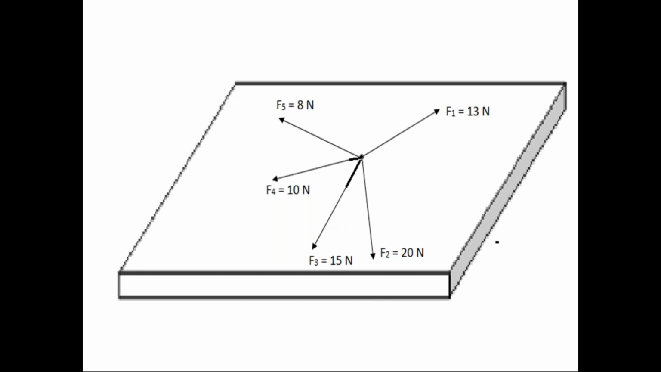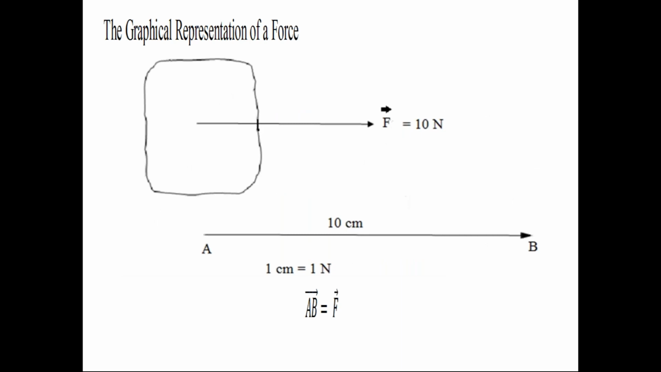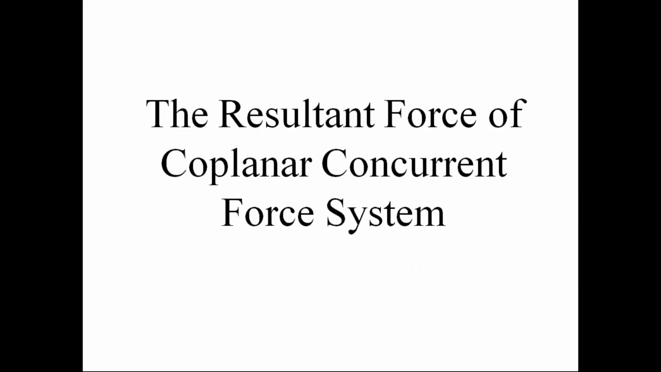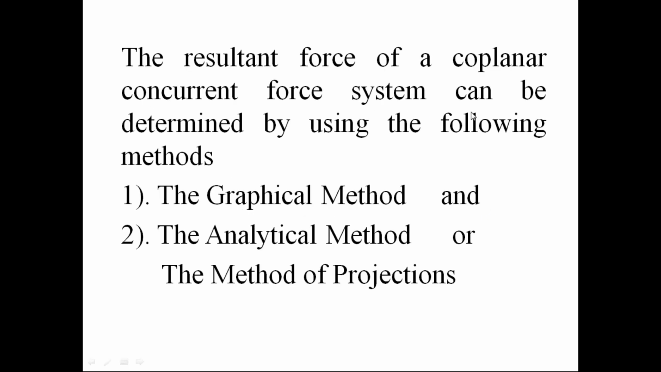Now, what are the methods available to find out the resultant force of a coplanar concurrent force system? To find out the resultant force of a coplanar concurrent force system, we have two methods. One is called the graphical method. The next one is called the analytical method or the method of projections. The first one is called the graphical method. The second one is called the analytical method or the method of projections.